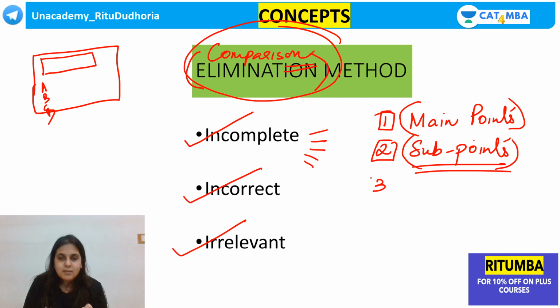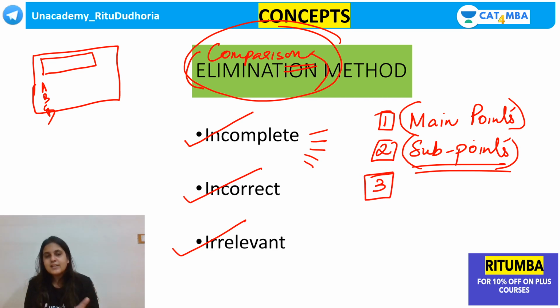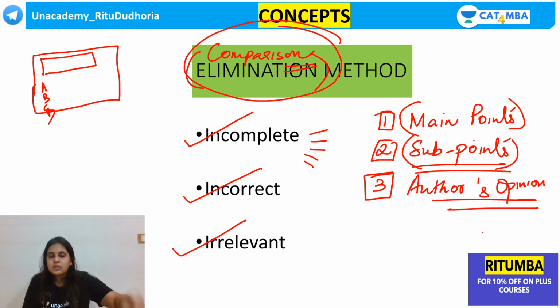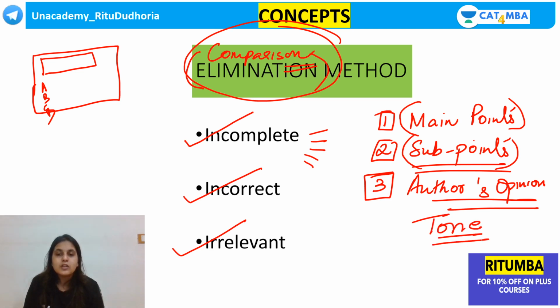Now, most important, in CAT 17, 18, 19, you will find that these questions have been phrased as author's position or essence of the text. So the main focus should be on the author's opinion. You have to select an option which gives you the author's opinion, the author's perspective, and reflects the author's tone.